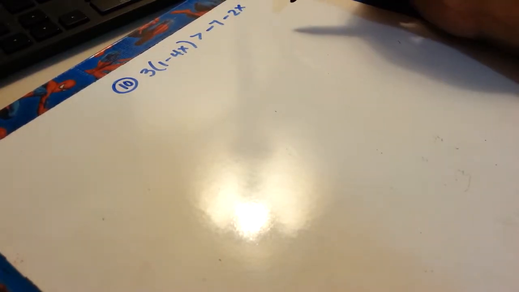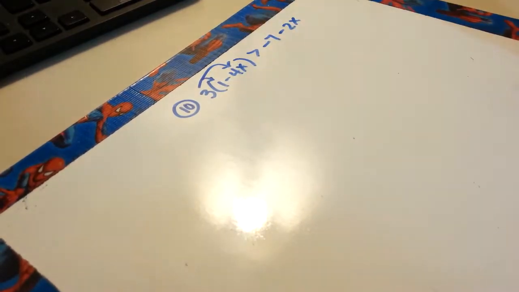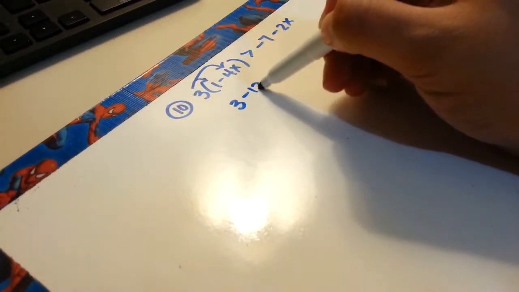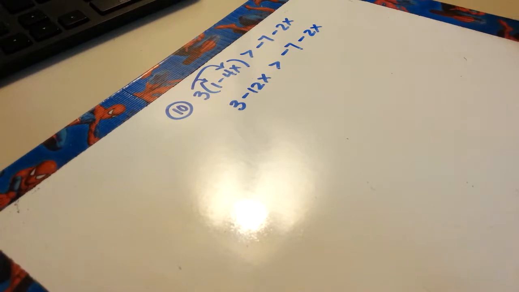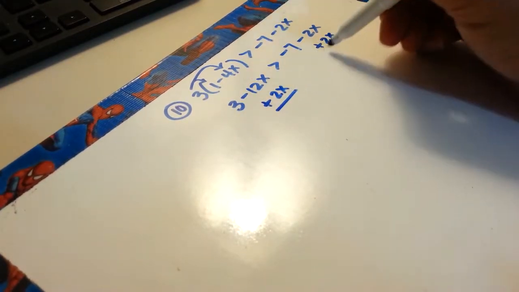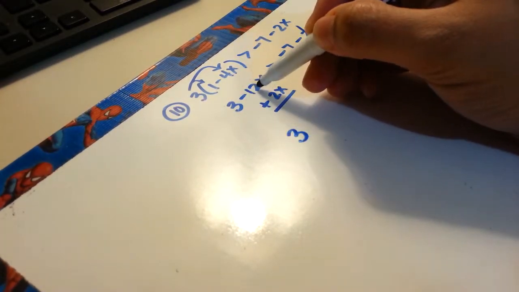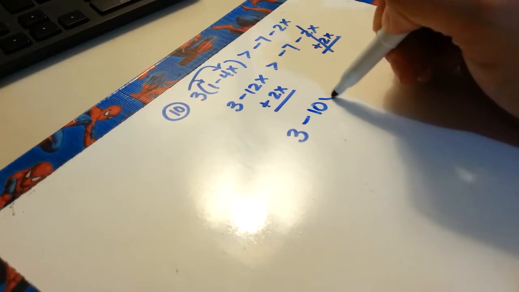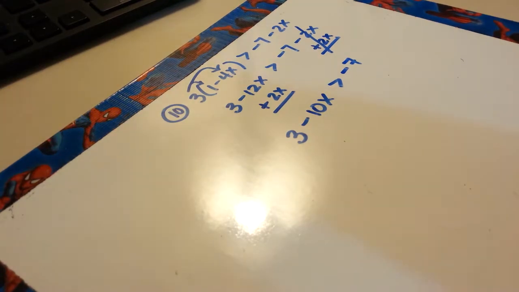Alright, this is problem number 10. And in this problem, it's still an inequality. We're still solving for x, but we have to distribute this 3. So we get 3 minus 12x is greater than negative 7 minus 2x. And I like my x's on the left side, so I'm going to move this over. So I'm going to say plus 2x, plus 2x. This cancels here. So I bring down the 3. Negative 12 plus 2 is a negative 10x. This doesn't change. And I have a negative 7 on this side.